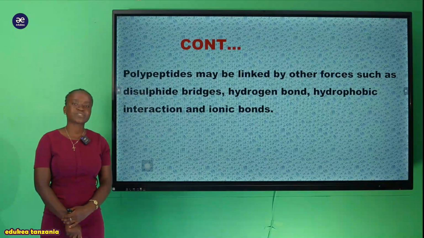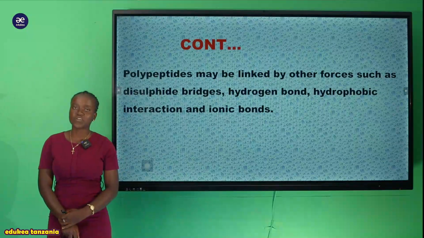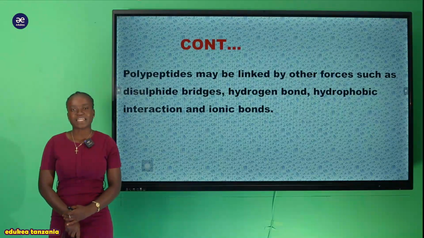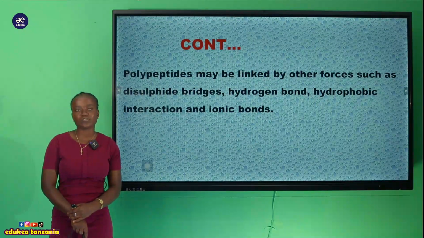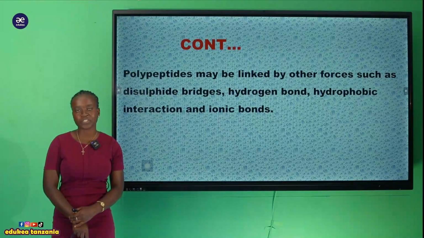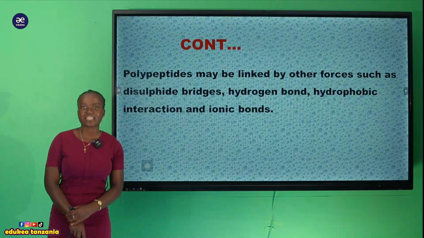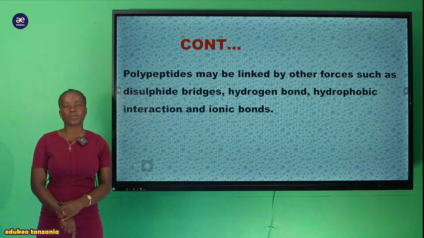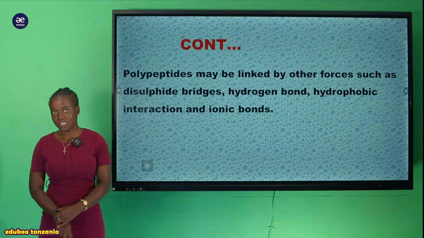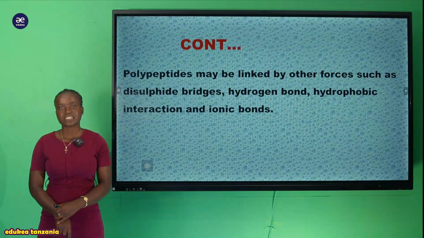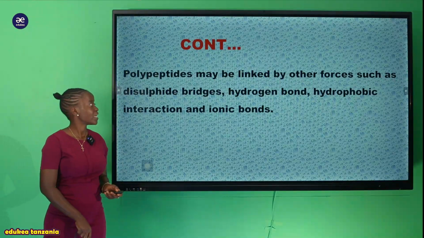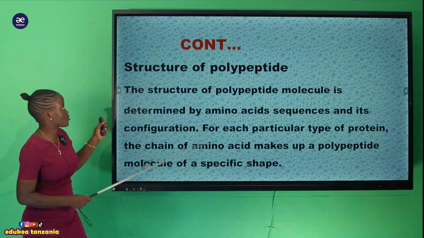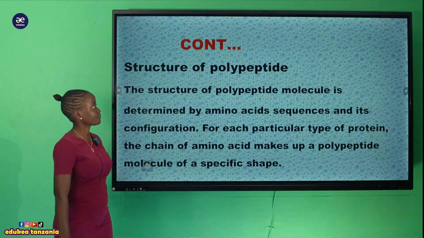So now we're going to discuss these forces one after another, but we are going to start by looking at the first bond, which is created after the interaction or combination of two amino acids. That is our initial point. And now let's see the structure of the polypeptide.